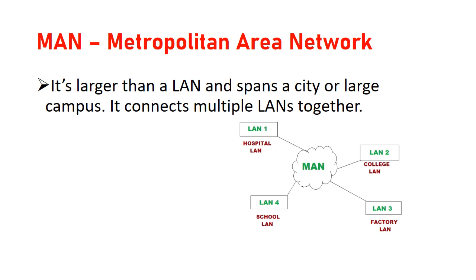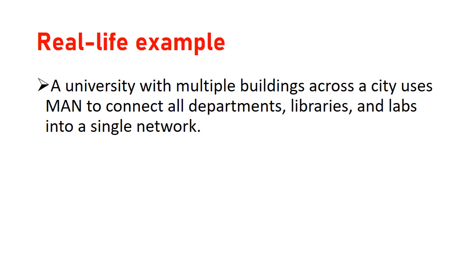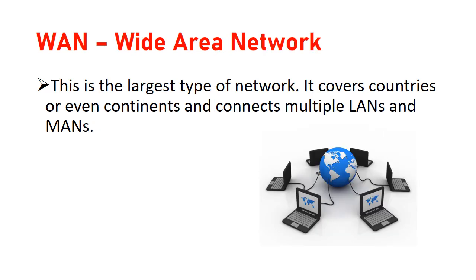Next is MAN, Metropolitan Area Network. It's larger than a LAN and spans a city or large campus. It connects multiple LANs together. Real-life example: a university with multiple buildings across a city uses MAN to connect all departments, libraries, and labs into a single network. Another example: cable TV networks in a city use MANs to deliver channels to thousands of homes. MANs are usually owned and maintained by telecom companies or large organizations.